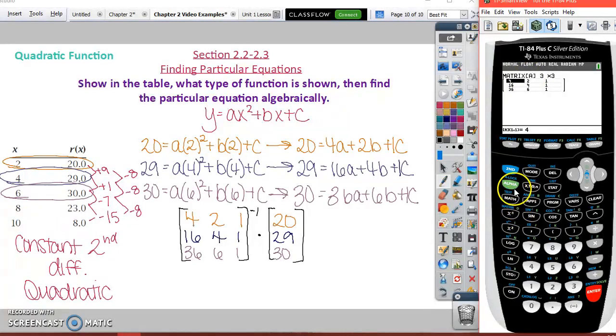I'm now going to go back into the matrix menu, and I'm going to go into matrix B. Now notice you can see that there's a 3 by 3 stored in matrix A, so we know that our data is saved. Go over to edit, go into matrix B, and I have 3 rows and 1 column. So this is going to be a 3 by 1. Okay, same thing. We're going to type in our values, 20, 29, and 30.